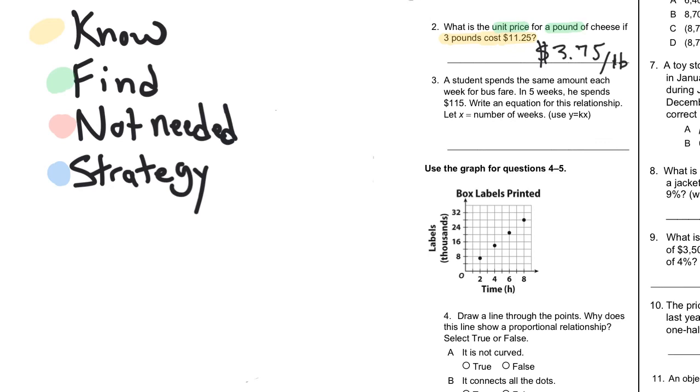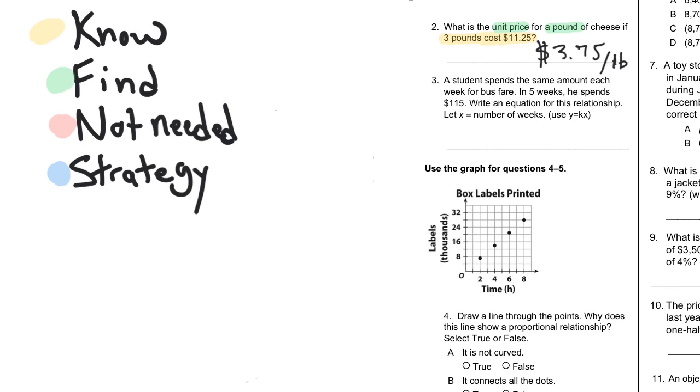Okay, let's move on to number 3. So it says, a student spends the same amount each week for bus fare. In 5 weeks, he spends $115. Write an equation for this relationship. Let x equal number of weeks, and it says right here, use y equals kx. Okay, so I know we're going to be using y equals kx. What are the things we know?